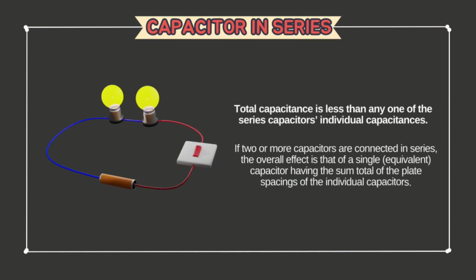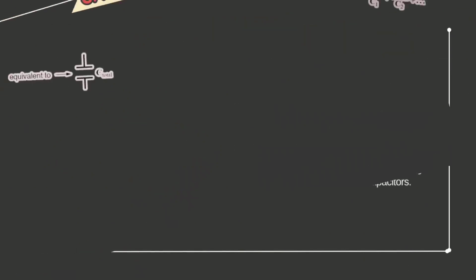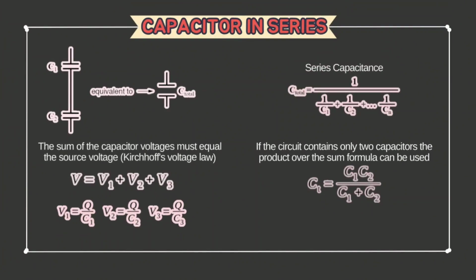If two or more capacitors are connected in series, the overall effect is that of a single equivalent capacitor having the sum total of the plate spacing of the individual capacitors. Now I'm going to explain the formula that will be used to solve questions in series circuits. Firstly, C1 and C2 is equivalent to C total. In order to find voltage, we have to add V1, V2, V3 together. Then we can apply V1 equals Q divided by C1, V2 equals Q divided by C2. Then just add up. Then the total is 1 over C total equals 1 over C1 plus 1 over C2 plus 1 over Cn.